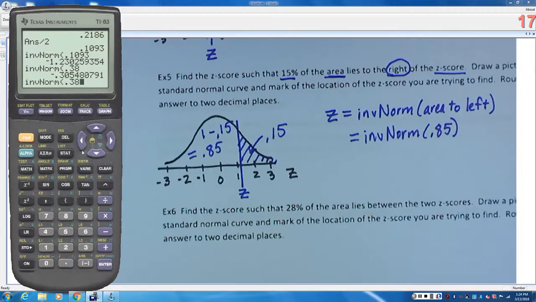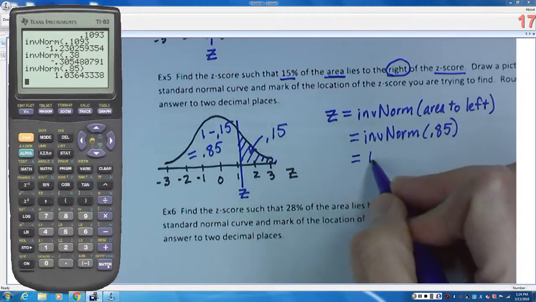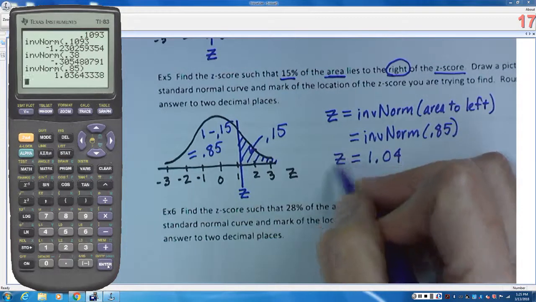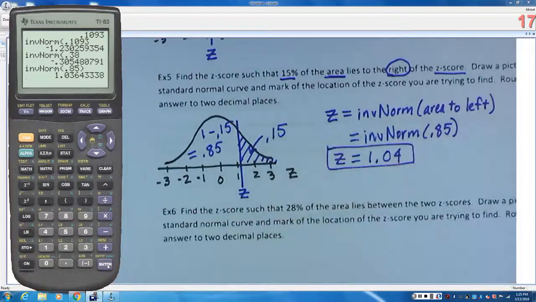Inverse norm of 0.85. It does require a decimal between 0 and 1 as the area. It'll give you an error if you put in 2 or 10 or something like that. And you get Z is 1.04 to 2 places. And that makes sense.